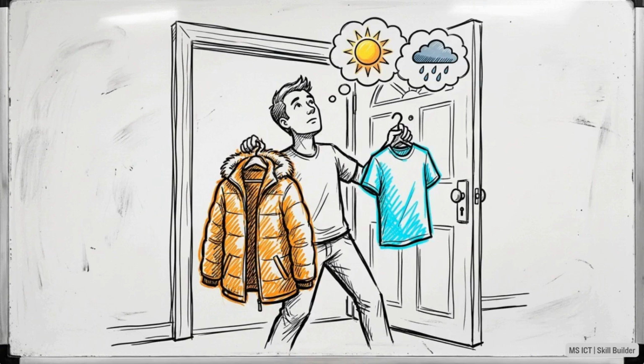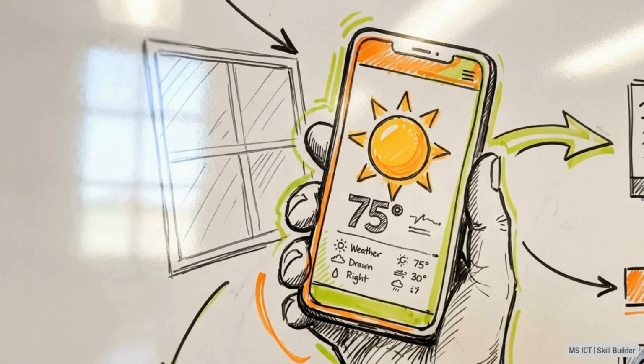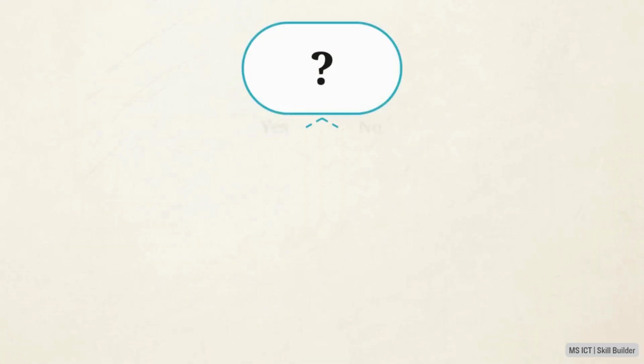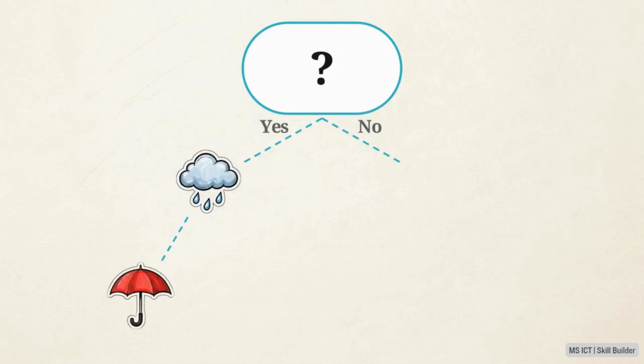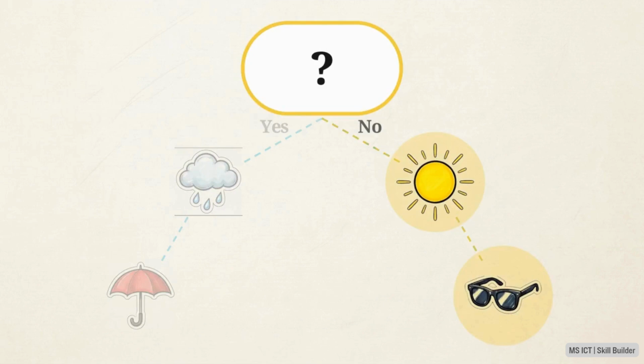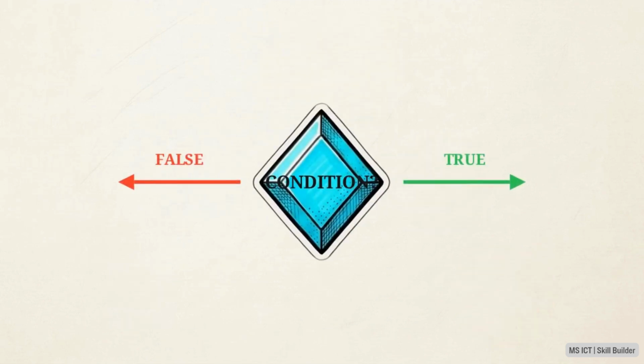Every day, you make dozens of decisions based on specific conditions. For example, before you walk out the front door, you check the weather. If it's raining, you grab an umbrella. If it's sunny, you take your sunglasses instead. You assess the condition, pick a path, and act on it. Computers process decisions the exact same way.